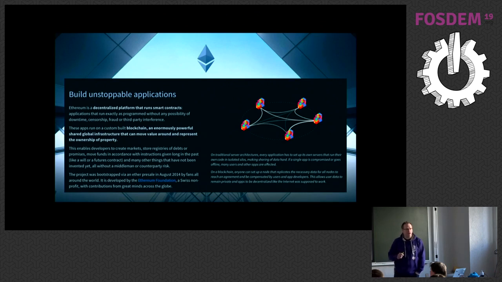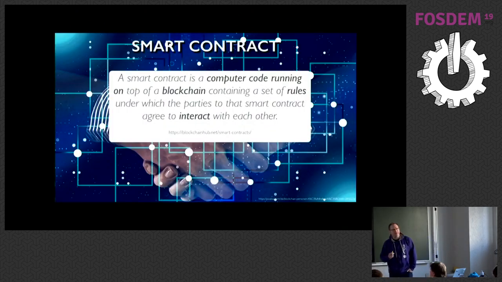Ethereum is a foundation that runs a platform which allows you to execute smart contracts on a blockchain. So what is a smart contract? Actually, a smart contract is a piece of code that you can deploy and execute on the blockchain. So somehow you have to develop these contracts.